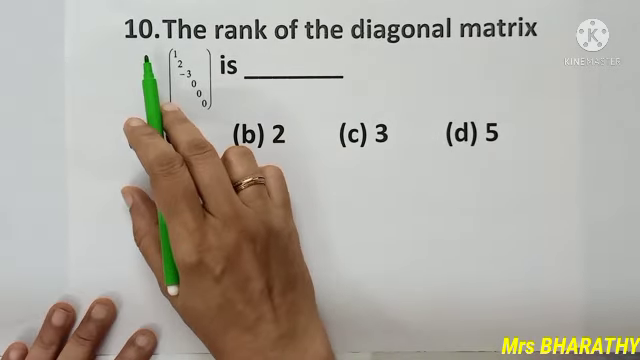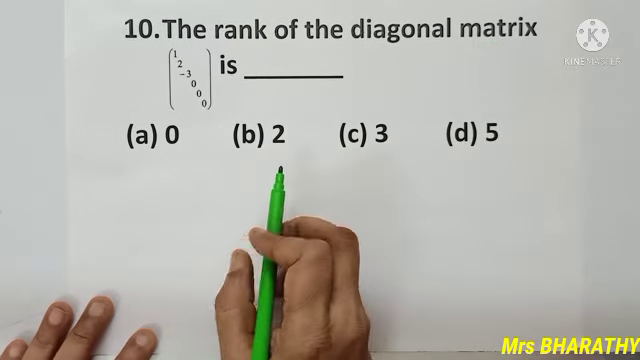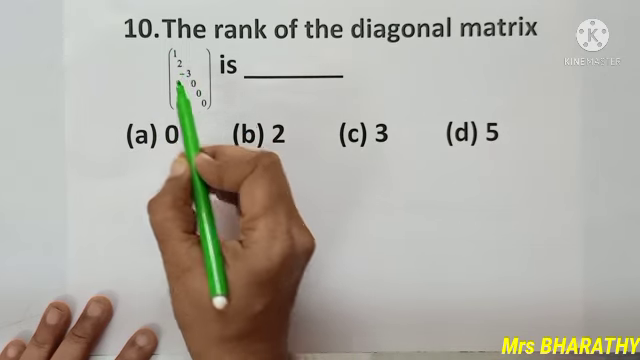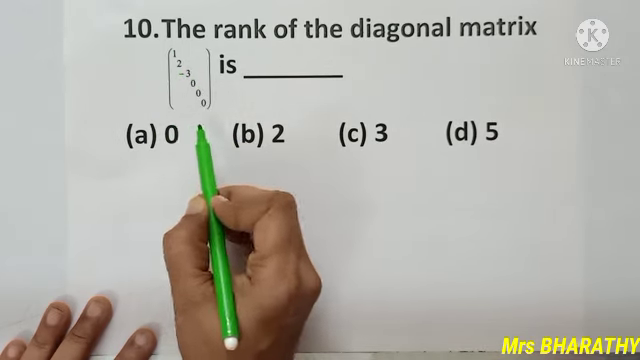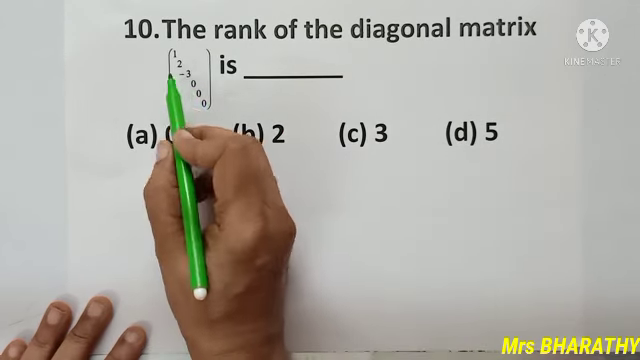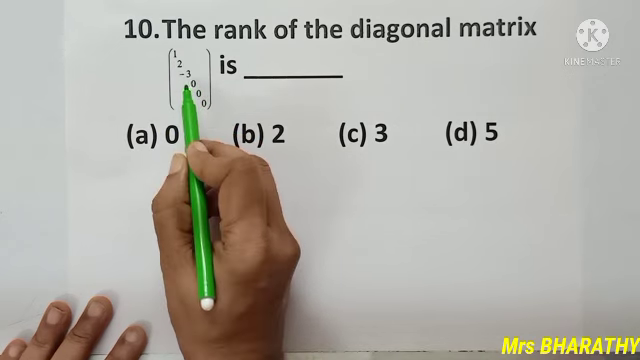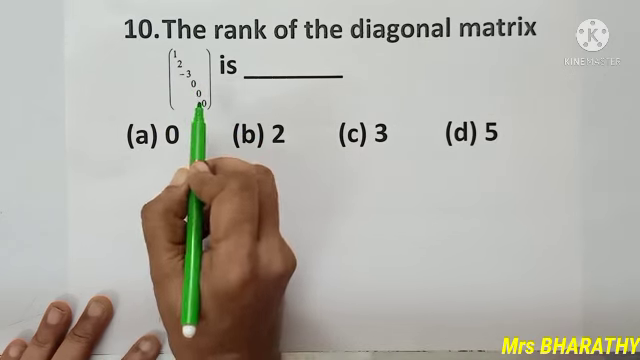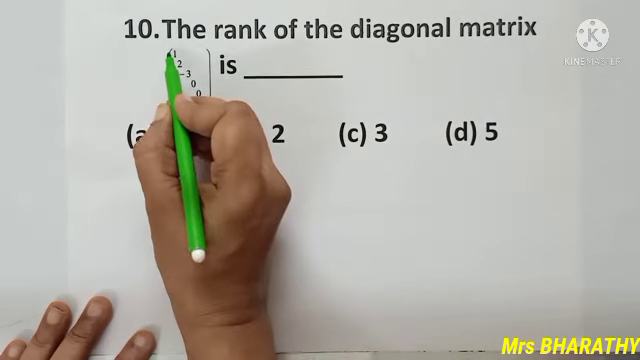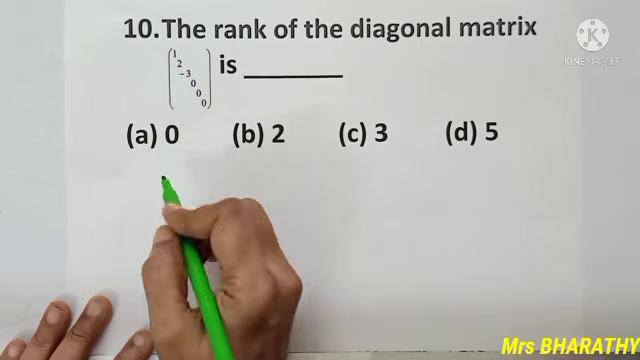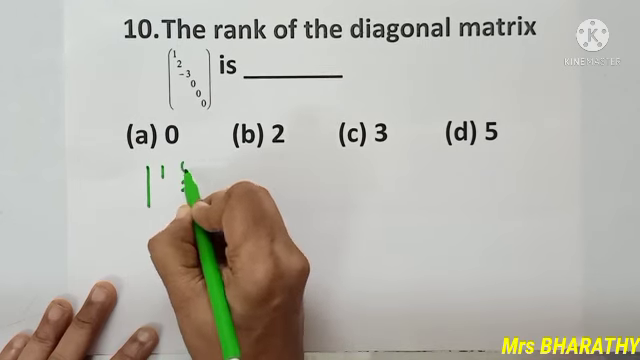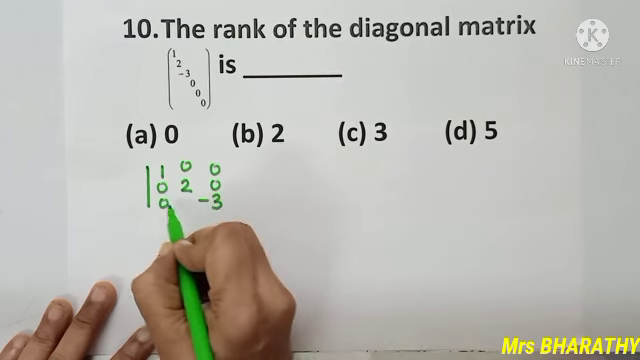Question number 10. The rank of the diagonal matrix. What do you mean by the word diagonal matrix? Other than the main diagonal, the remaining elements are 0. So here and here the elements are 0. Again in the diagonal also there are 3 zeros. So let me count how many non-zero elements are there. 1, 2, minus 3. So this determinant is 1, 2, minus 3. All the remaining are zeros.